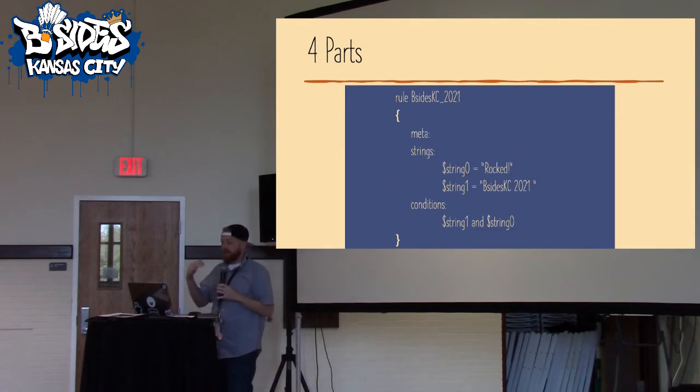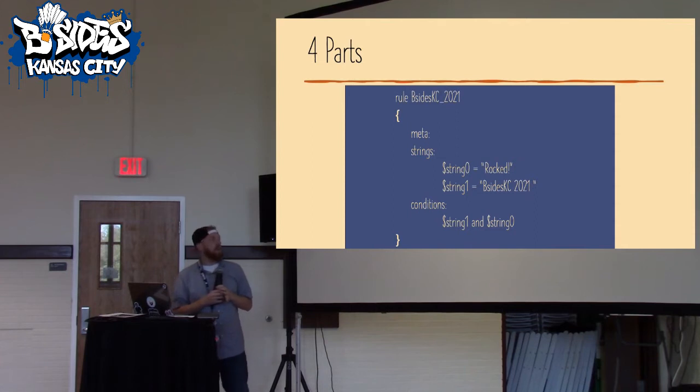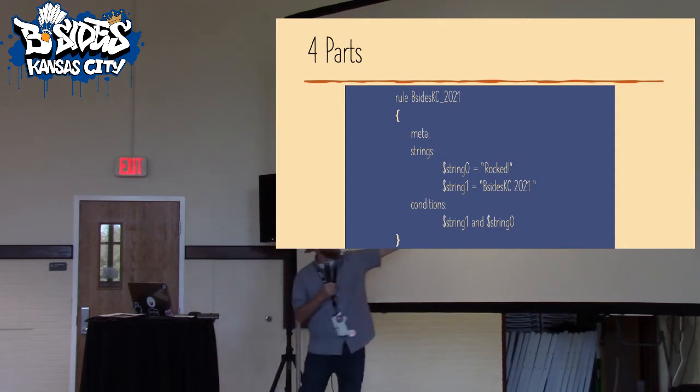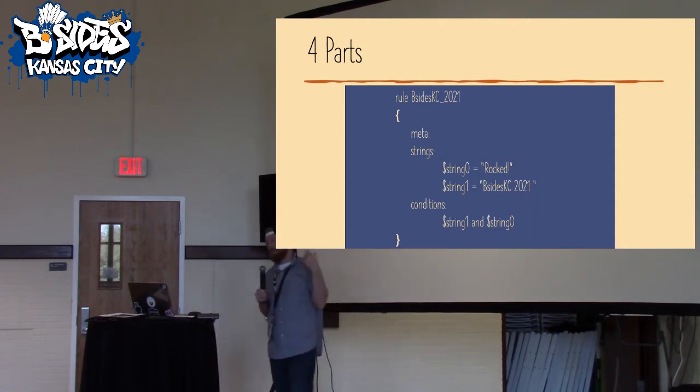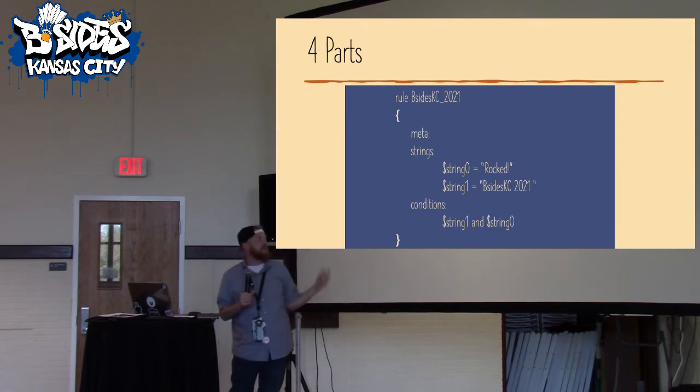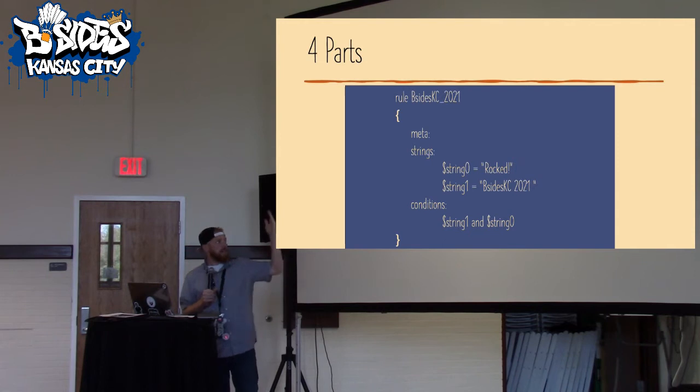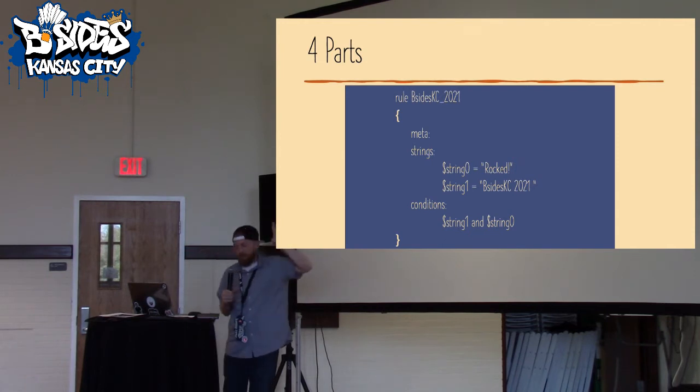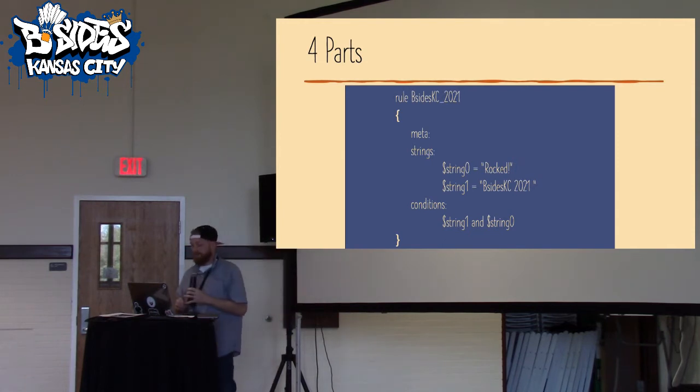And this is just the straight construction of our basic YARA rule. Here I say, if string 1 and string 0 are there, fire on this rule. So if bsciencekc2021 rocked, or rocked is in there, or rocked and bsciencekc2021 are two different ways, I want it to fire on.